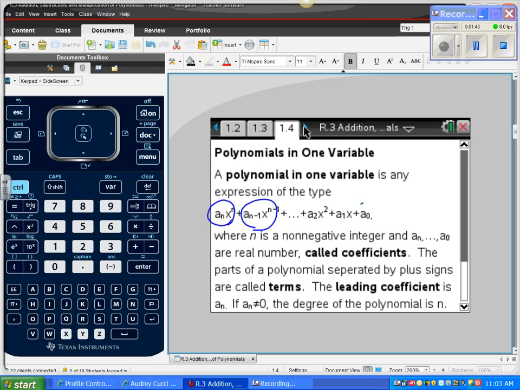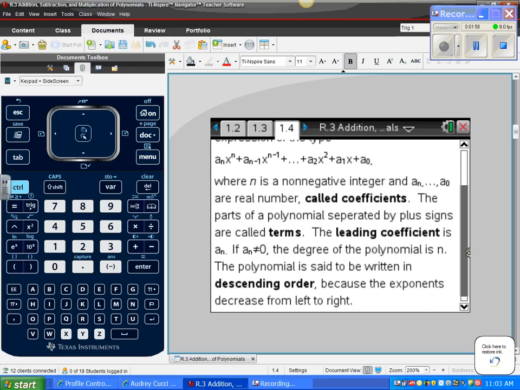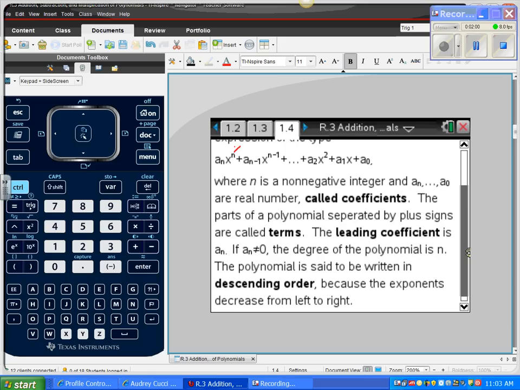All right, so we know about our coefficients, our terms. Our leading coefficient is that value that sits in front of the variable with the largest exponent. Okay. If you're looking for the degree of the polynomial, it is going to be the largest exponent in the polynomial itself. That's if you're dealing with a single variable polynomial. Okay? And again, descending order decreases from left to right as far as the exponents are concerned.